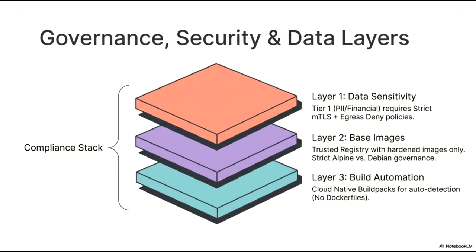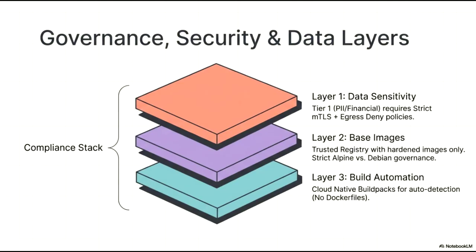Our governance, security, and data layers are structured as a unified compliance stack to ensure every application adheres to our organizational standards. Starting at the foundational level, Layer 3 focuses on build automation. We utilize cloud-native build packs for auto-detection, which removes the need for custom Docker files. This automation ensures that builds are consistent, secure, and free from manual configuration errors.